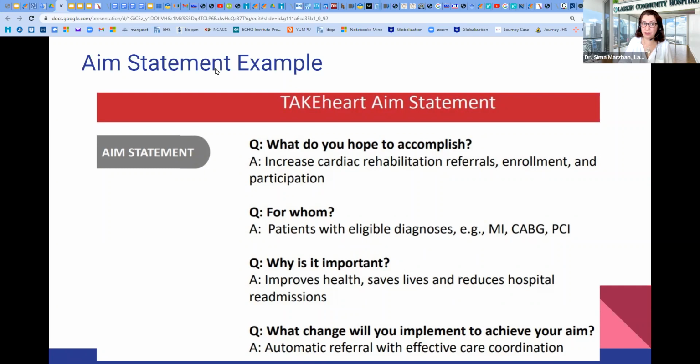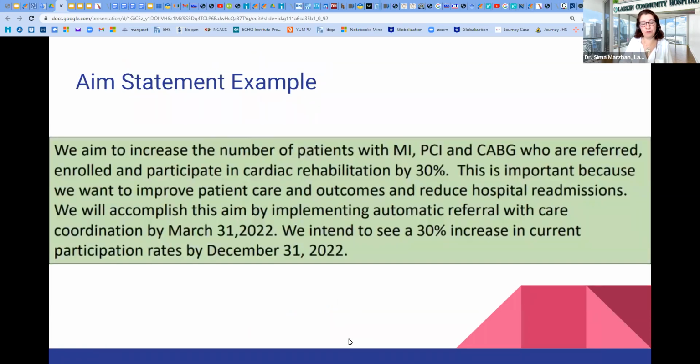It should be included in the aim statement. And we will do this improvement through automatic referral with effective care coordination. You see how we structure the aim statement by including the aims, audience, importance, and how we will do this quality improvement project.